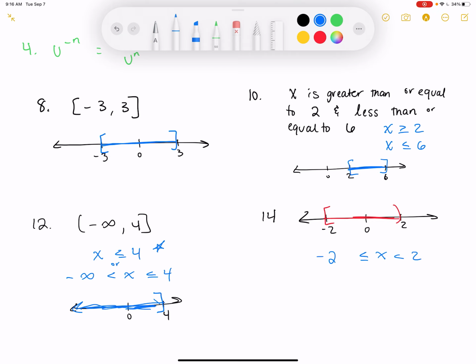I would write it this way instead of breaking it up like we did with the number 10 there, where it was written separately. You can write this as x greater than or equal to -2 and x less than 2 if you wanted to, but I would do that option.